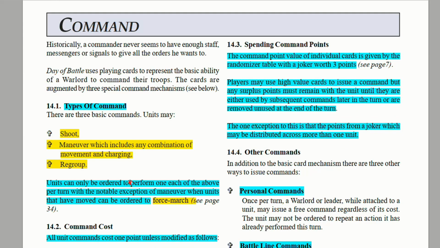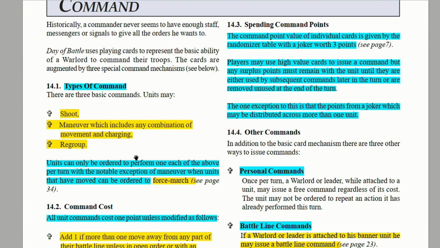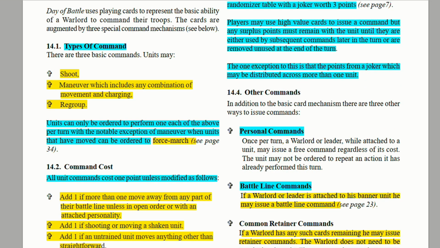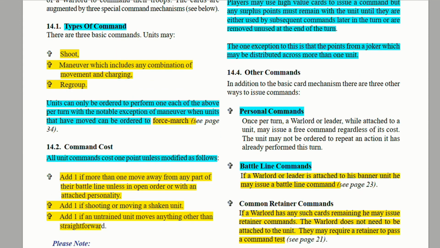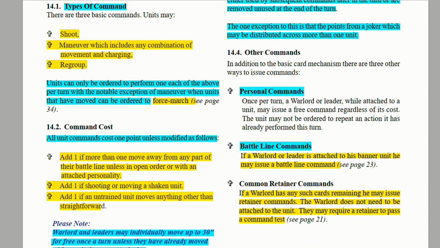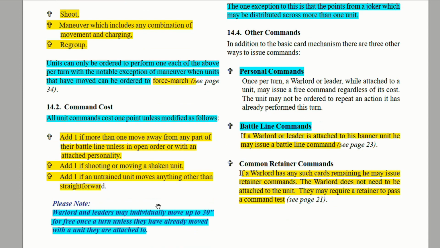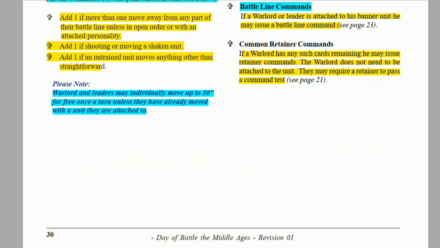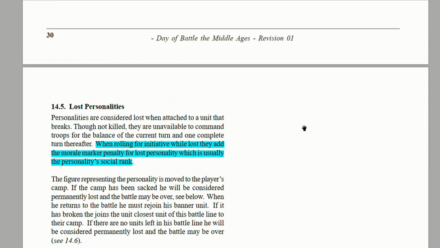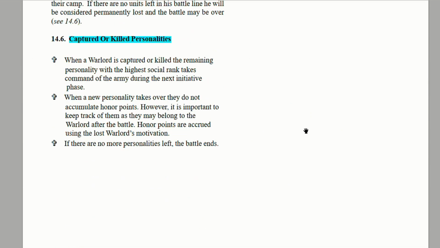Here are the commands. You can command a unit to shoot, to maneuver, which includes any combination of movement and charging, and you can regroup. Very simple. Most of them cost 1 point, except in certain circumstances where you need more points, depending on if you have an attached personality, if you're moving a shaken unit, and so on and so forth. Also, you have battle line commands, as we said before about the battle line, more units together. Here's how you lose personalities.